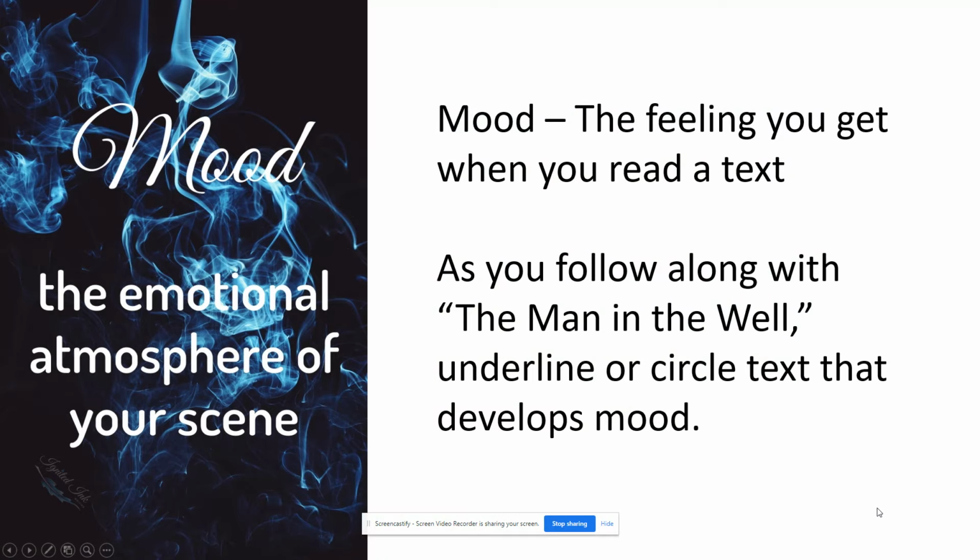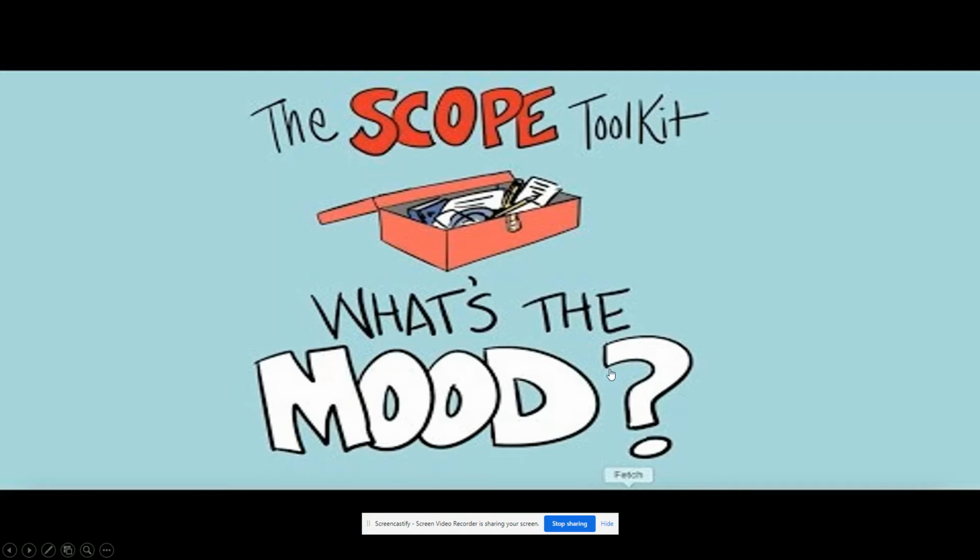The other thing I want you to think about is mood, right? Remember, mood is the feeling you get when you read a text. This year, we're going to talk about mood and tone. Tone is how the author feels toward a subject, but mood is you personally, as the reader. What sort of emotional response do you have to what's being said? So as you read The Man in the Well this week, I want you to underline or circle text or make a note of anything that you think helps to develop mood or a specific feeling for you. So here's a short little 3-minute video that will walk us through some more things to look for when looking for mood.